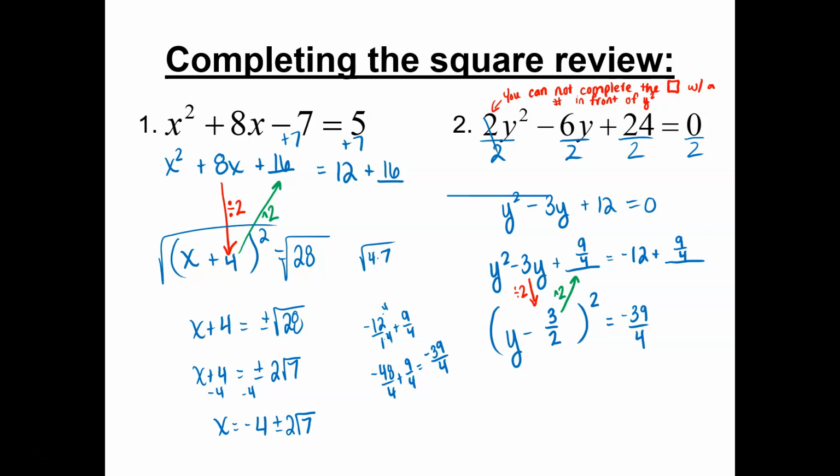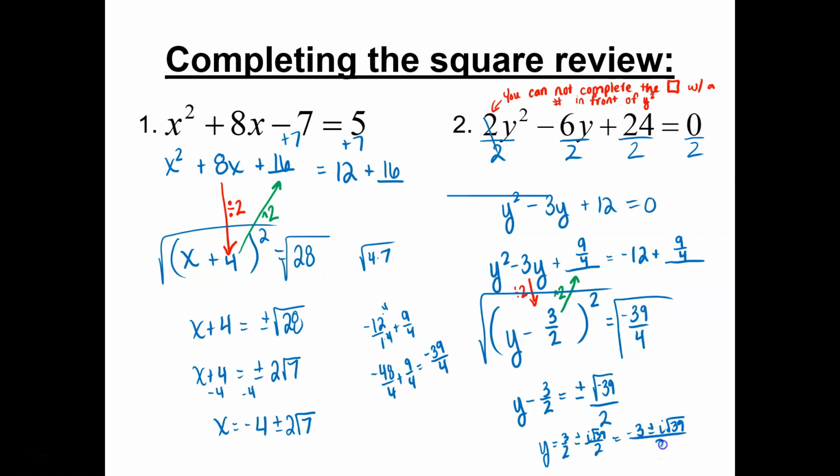And so now that you have completed the square, you can square root both sides. You will get y minus 3 halves equals plus or minus the square root of negative 39 over 2, because square root of 4 is 2. And then you'll move this over. So y equals 3/2 plus or minus i root 39 over 2, which could be written 3 plus or minus i root 39 over 2.